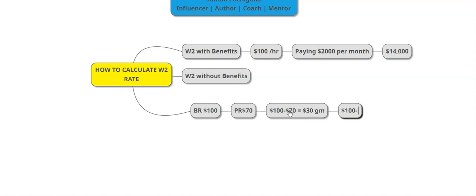So it's $100 minus $70, plus there will be a burden, meaning the expenses that your company needs to incur because this is a W2 candidate. So it could generally be 15, 18, and 20% of the pay rate. Let's say this is 20% as a maximum. 20% of $70, how much is that? This is $14.